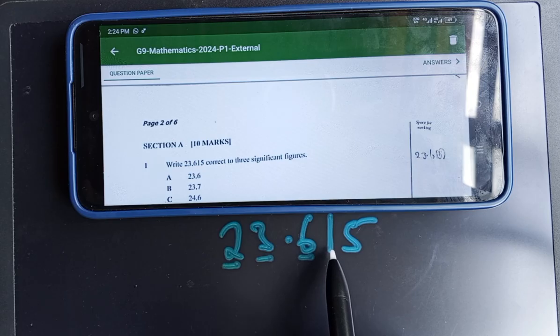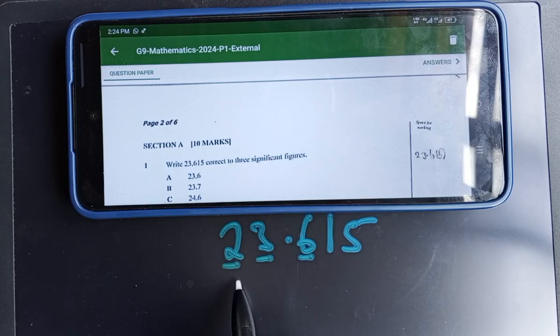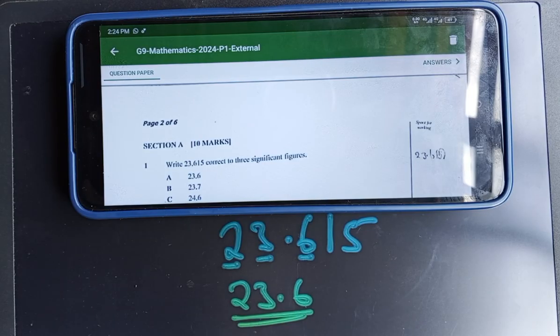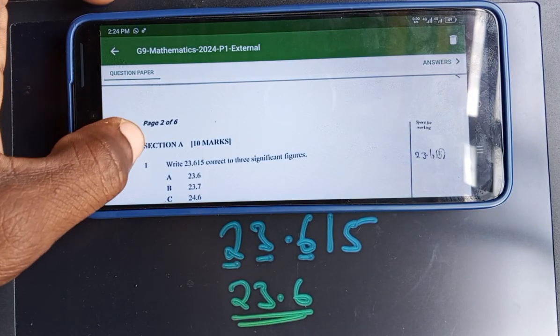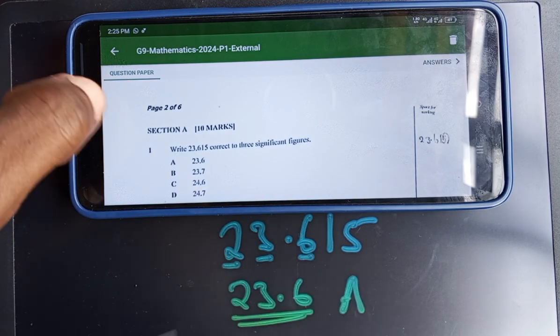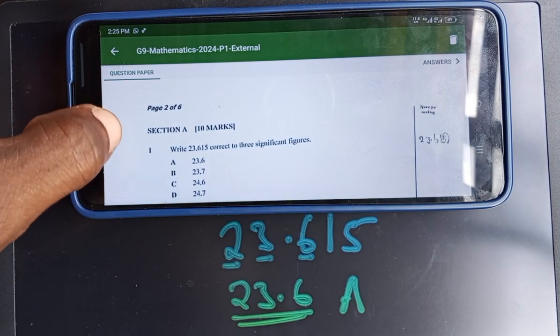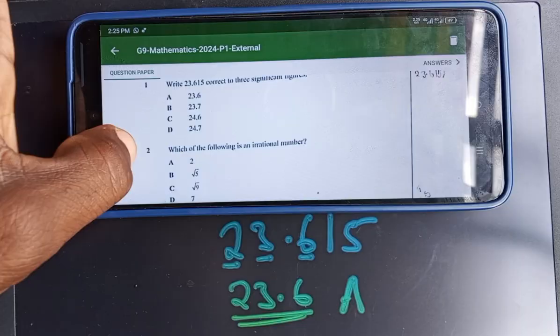Is 1 nearest to 0 or nearest to 10? It is nearest to 0. Are you going to add anything to 6? No. So the answer will be 23.6. This is the answer correct to 3 significant figures. So in this case, the answer here is A. Let's move to question 2.